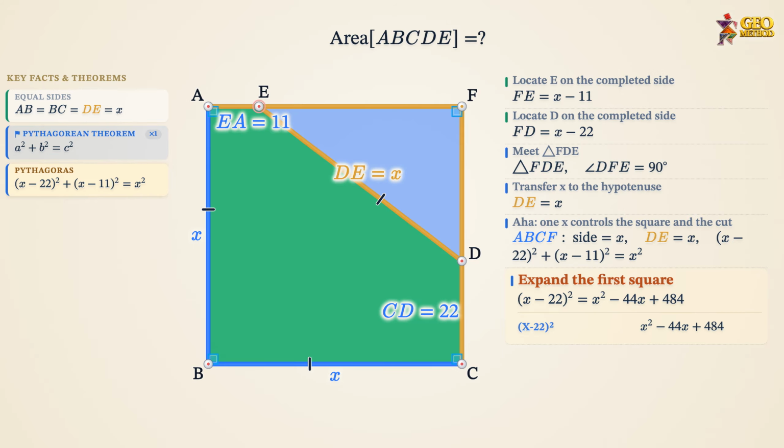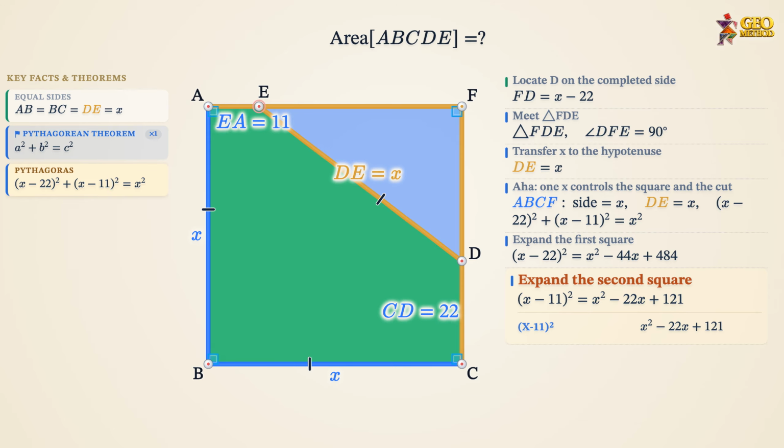Let us expand carefully, one square at a time. x minus 22 squared is x squared minus 44x plus 484. Now the other one, x minus 11 squared, is x squared minus 22x plus 121. Next, we will add these two expansions together.